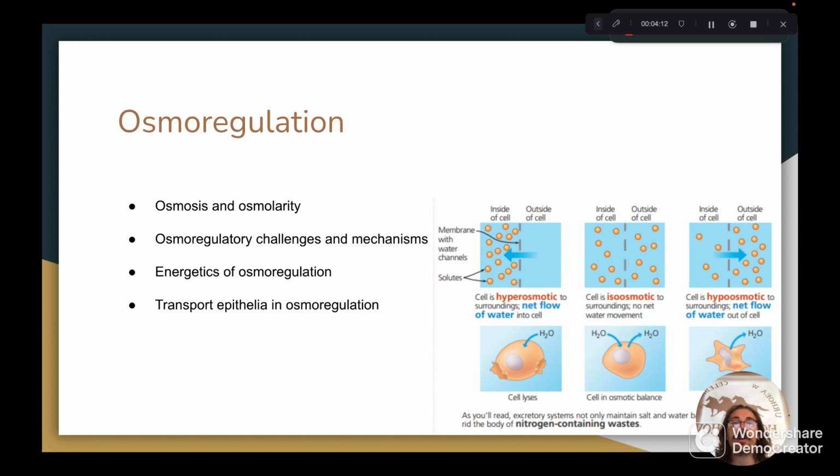Land animals lose water through their excretory processes and through evaporation at gas exchange sites, but they gain water through eating, drinking, and metabolic processes that produce water within the body.